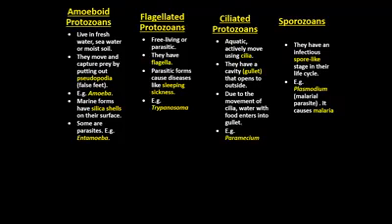Then there are those with spore-like structures in their life cycle, which we call sporozoans. An example for the sporozoans is Plasmodium. Plasmodium is the malarial parasite that causes malaria in human beings. We get malaria because of the organism called Plasmodium vivax. These are some of the examples of the protozoans.